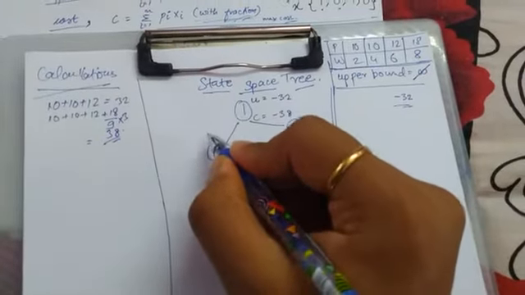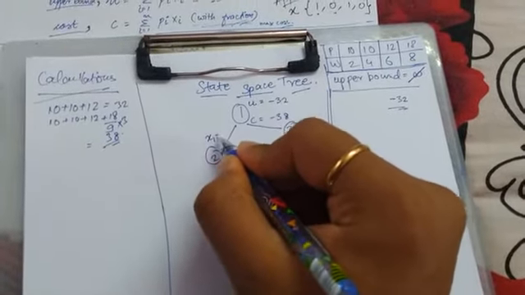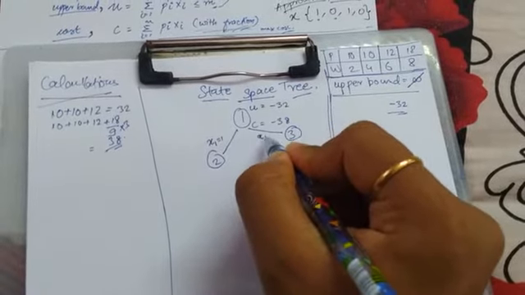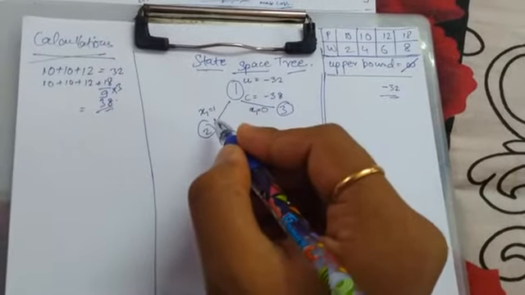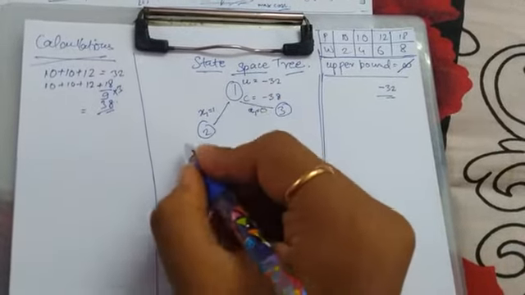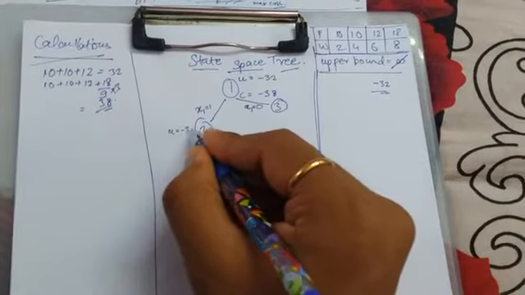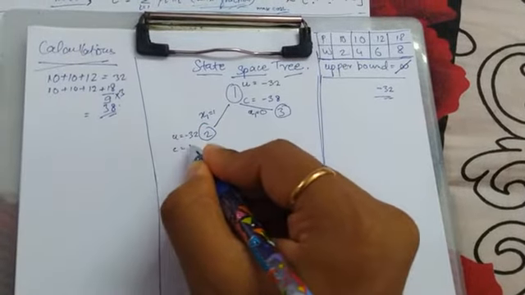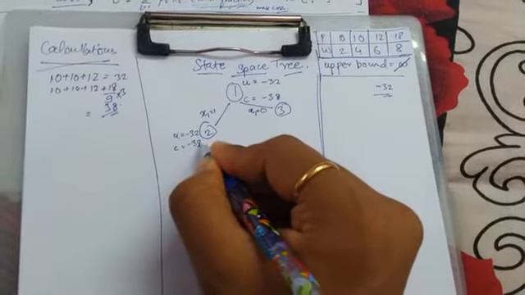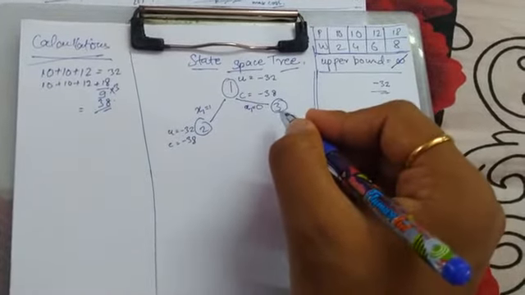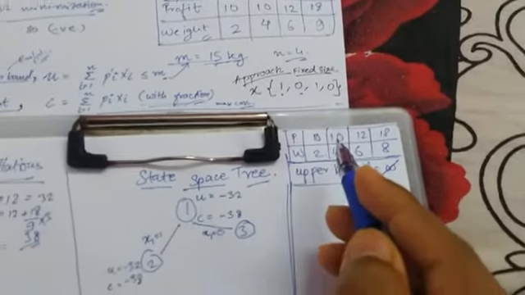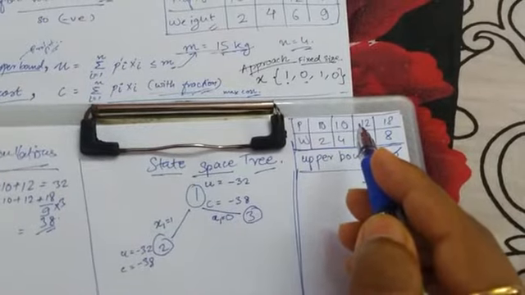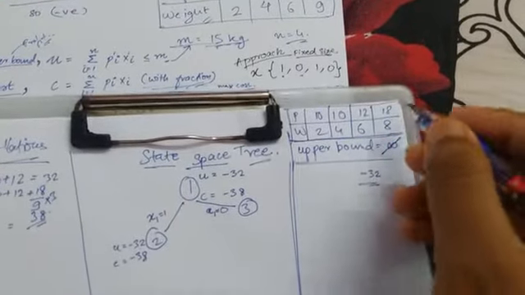In the second branch we will have x1, and in the third branch we will not have x1. When we include x1, we get the same values as this node: upper bound equal to minus 32, cost equal to minus 38. If we do not include the first one, then we get some different results, right? The first one we are not including, so 10 plus 12, oh, this weight is 9, right?